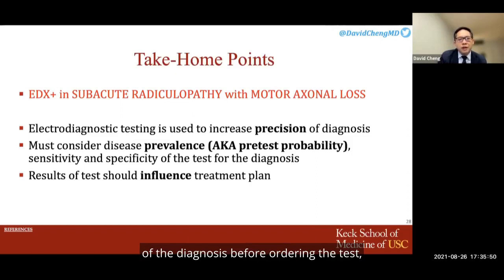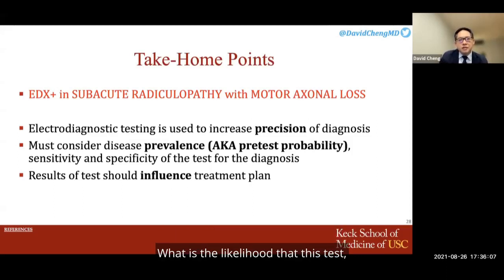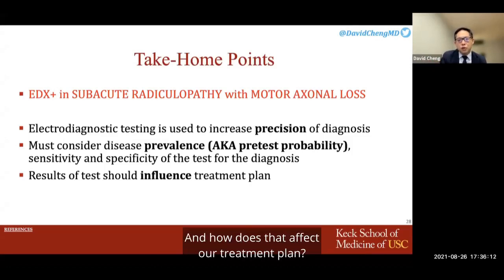And before ordering the test, particularly because there's some stimulation involved, there's some needles that are involved, it's not the most comfortable test. We want to make sure that we're recommending this test for the right reasons, to consider the disease prevalence. What is the likelihood that this test, number one, will show abnormal things, and how does that affect our treatment plan?